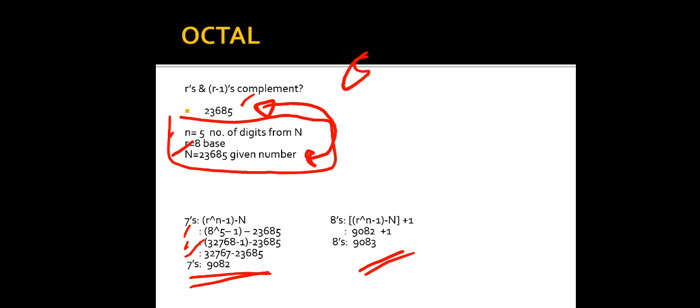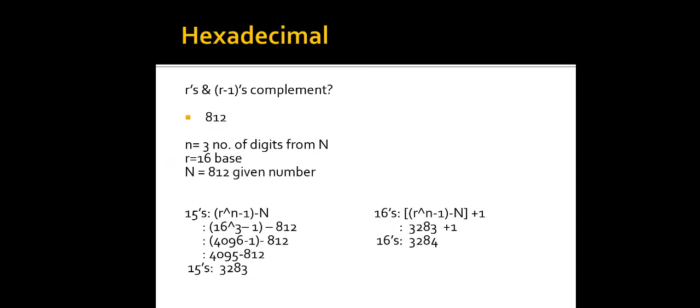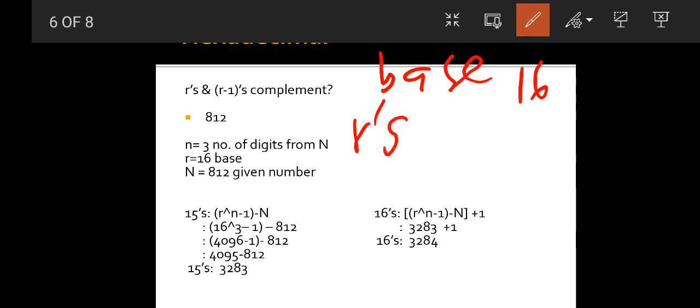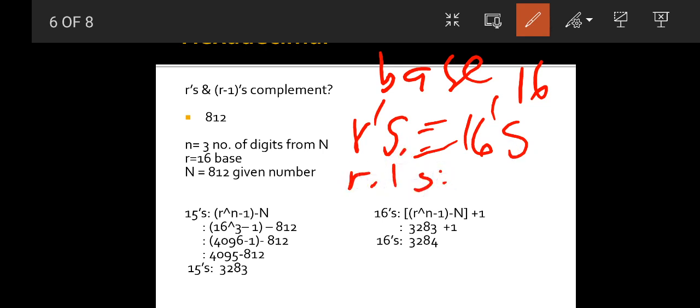Another example. So this example is by using hexadecimal. So when you say hexa, it is with the base of 16. If you're going to get the r's complement, your r's complement is just equal to the 16's complement. And your r minus 1's complement is just equal to the 15's complement.